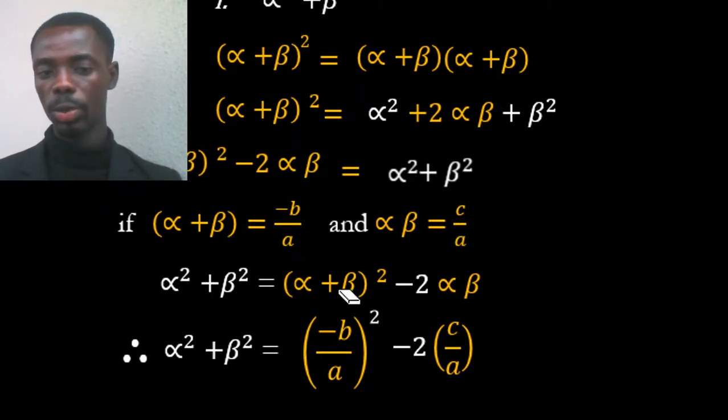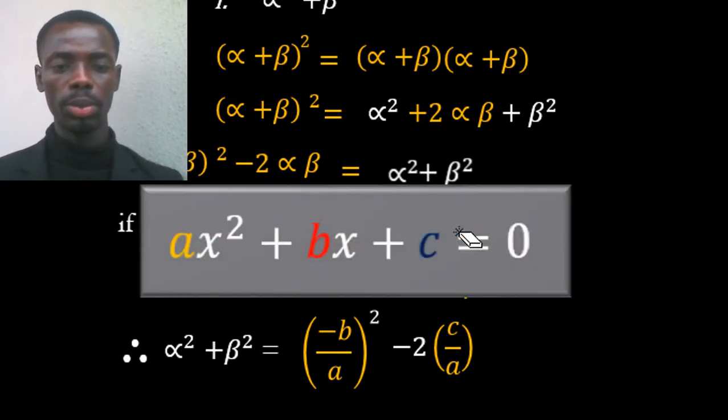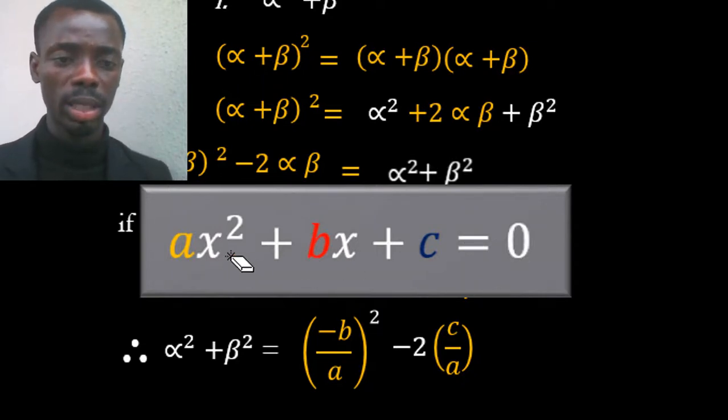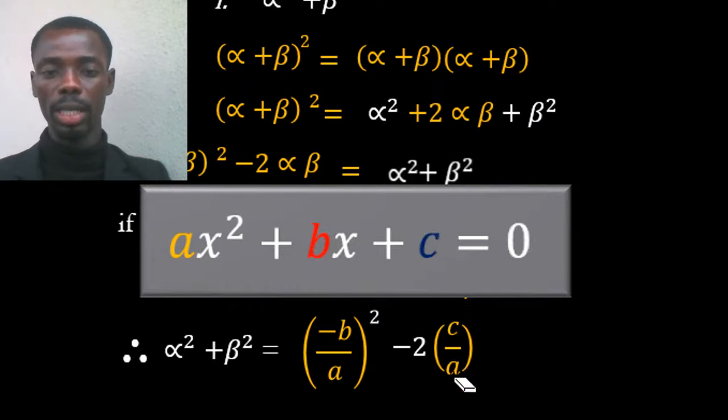Instead of writing alpha plus beta, I'm writing minus b over a because that's the value of alpha plus beta. Then, because I'm having a square here, I need to square it. Now instead of writing alpha beta, I'm writing c over a, because that is the value with which it is represented here in terms of a, b, c. Let me move further. Now, if I am given a quadratic equation that involves a, b, and c, I can easily substitute in my values here, since I know my a, since I know my b, and since I know my c.